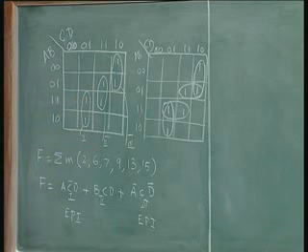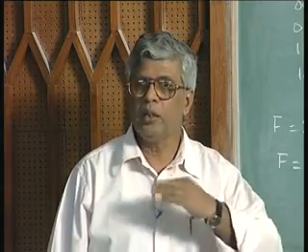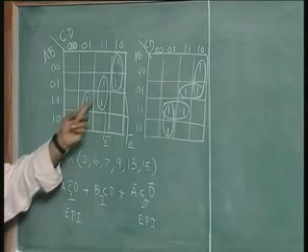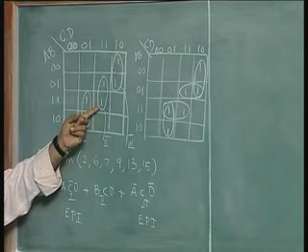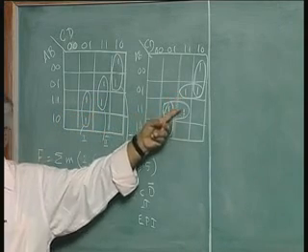Now, is 2 an essential prime implicant? Is 2 an essential prime implicant or not is the question. Do you think 2 is an essential prime implicant or not? The way I draw it, it is an essential prime implicant because these two ones cannot be covered anyway. But when I draw this map, there are two ways of combining these two ones.